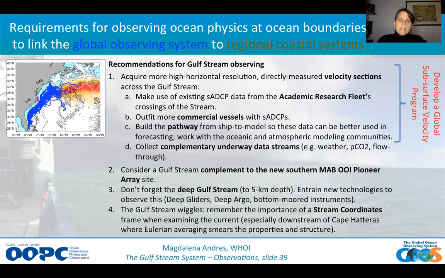And another recommendation for the Gulf Stream observing has to do with how we assess, evaluate, and interpret the observations. It's important to remember that the Gulf Stream, especially downstream of Cape Hatteras, wiggles and meanders. So it's important to evaluate the Gulf Stream in a stream coordinates frame when examining this current. Especially downstream of Cape Hatteras, Eulerian averaging tends to smear the properties and structure of the current.